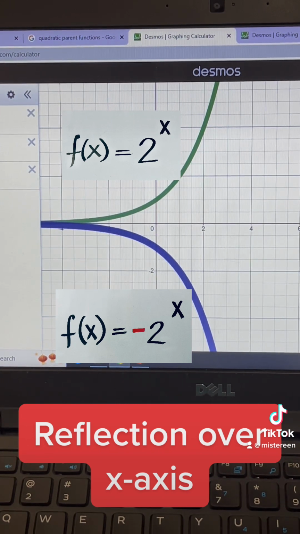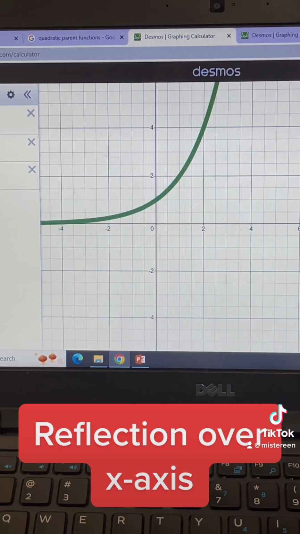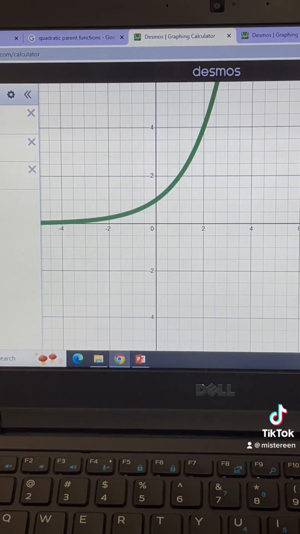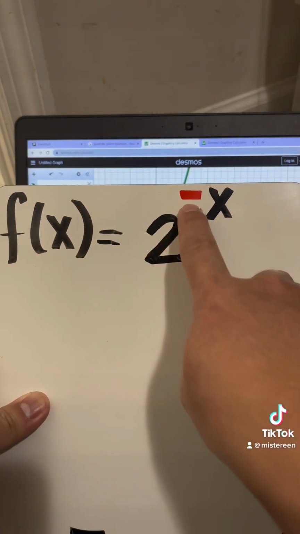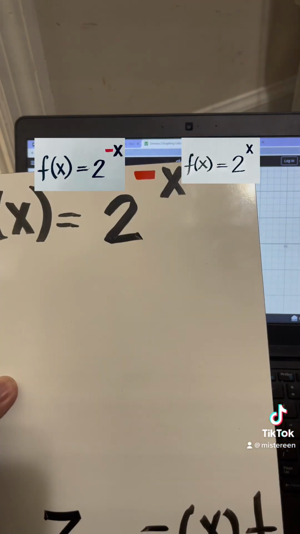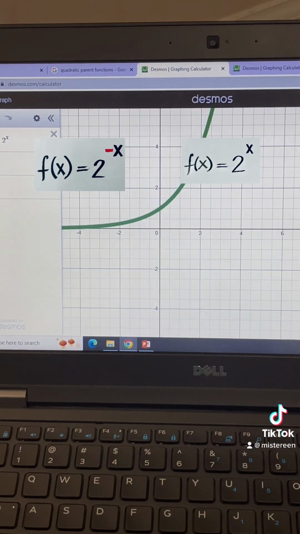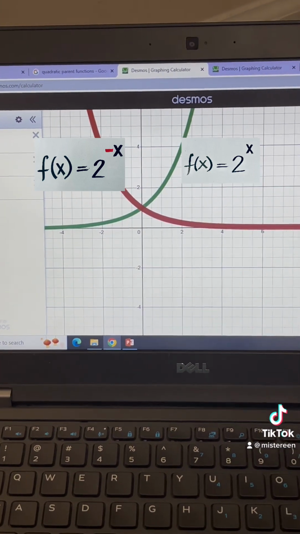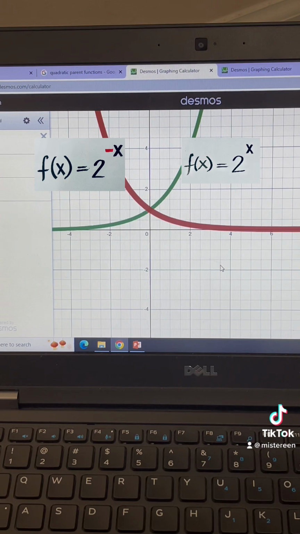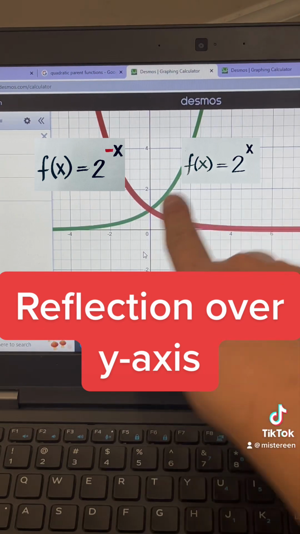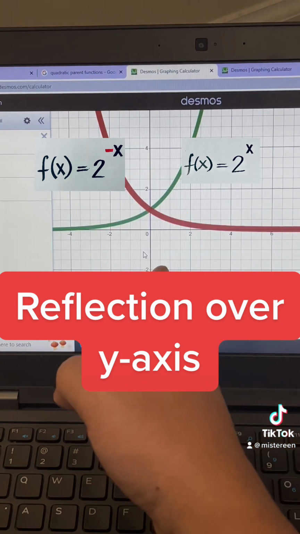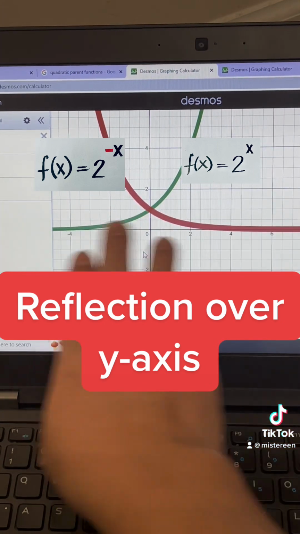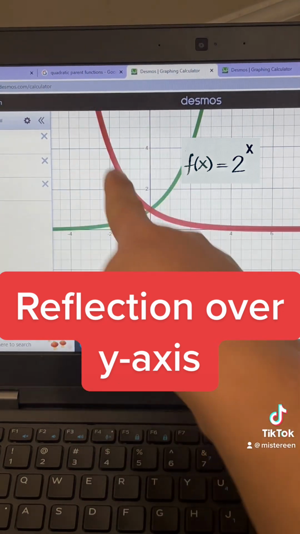What if this time we put the negative in x, not in front of 2 raised to x, but in front of x, just like this. So we have 2 raised to the negative x. We put the negative in front of x. Let's see what will happen to our parent function. All right, there you go. That's our new function. If we put a negative in front of x, our parent function was reflected across the y-axis. This time, the line of reflection, our mirror, is the y-axis, and the parent function was reflected across the y-axis. So that's why this is the new graph.